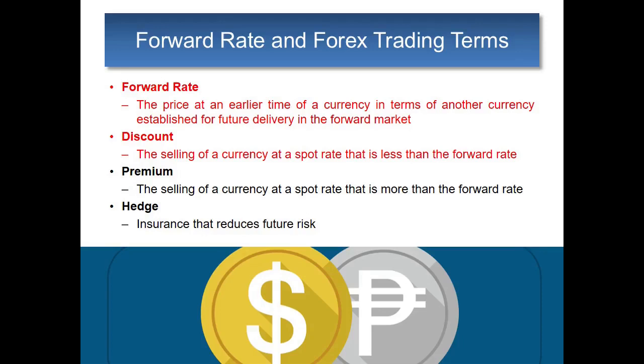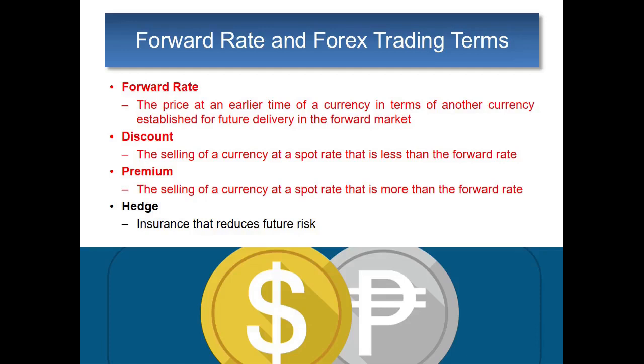Discount is the selling of a currency at a spot rate that is less than the forward rate. For instance, if the spot rate for the dollar is 45 pesos and after 60 days the forward rate is 46 pesos per US dollar, the market expects that the Philippine peso will depreciate against the dollar in the next 60 days. Because the peso is depreciated in the forward market per dollar than in the spot market, foreign exchange dealers say that the peso is selling at a discount in the 60-day forward market.